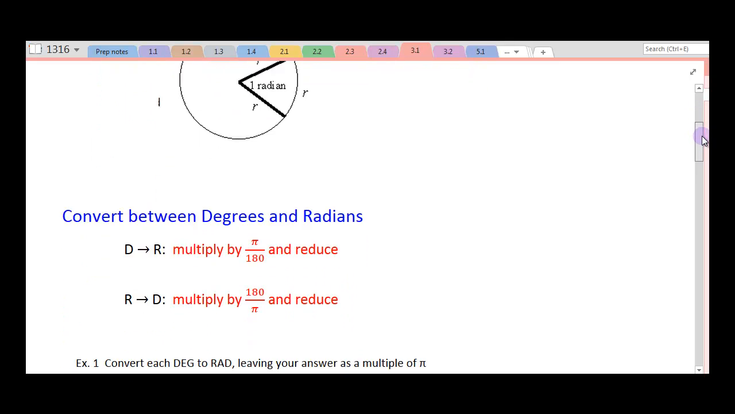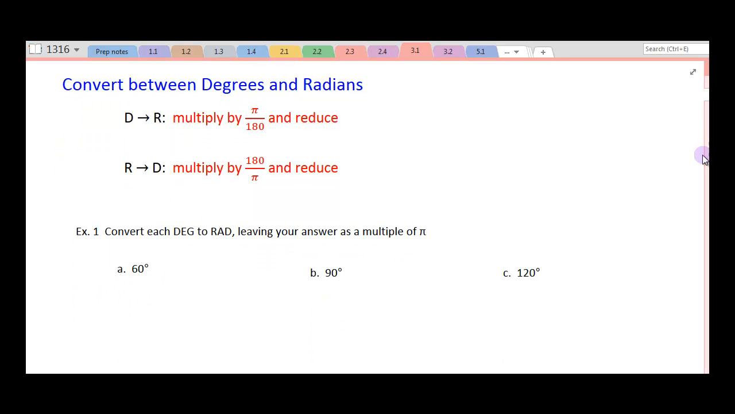So, what if I want to convert between degree measurements and radian measurements? Well, it's pretty simple once you get the hang of it. If I want to move from degrees to radians, then I simply multiply my angle by pi over 180 and then reduce. So let's practice doing that first.